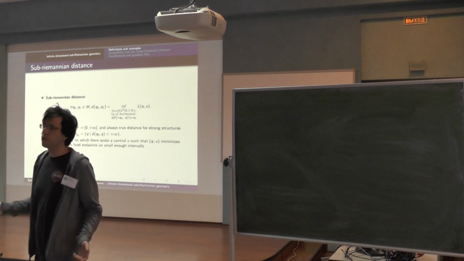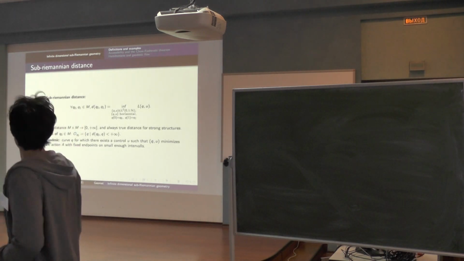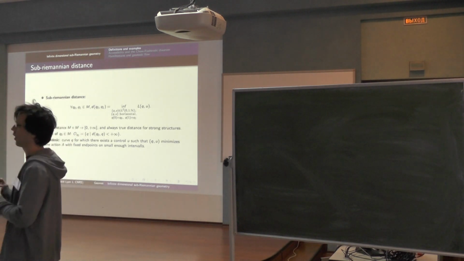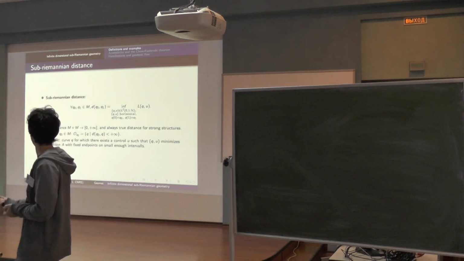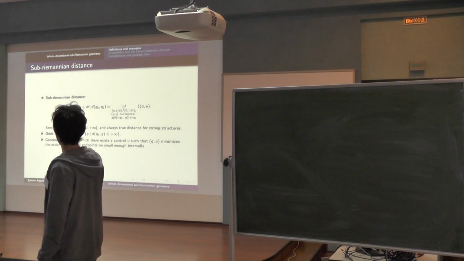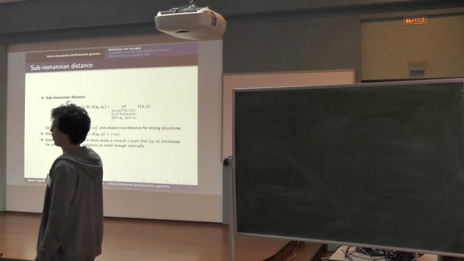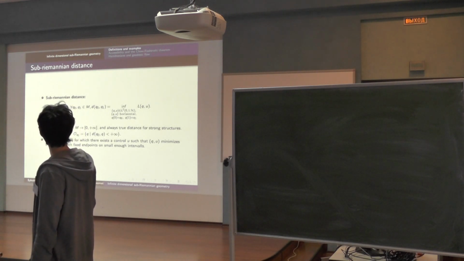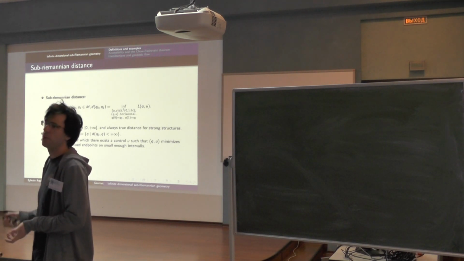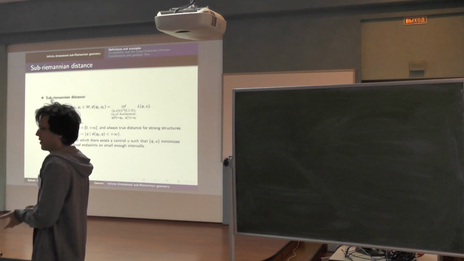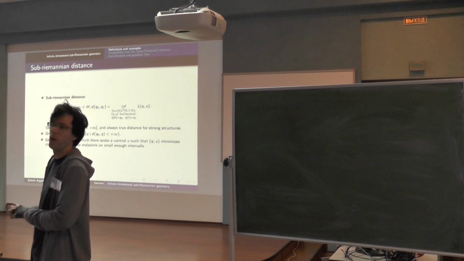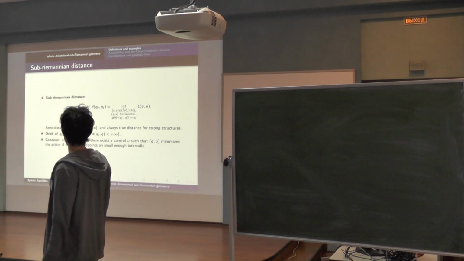Alright, and then you define the sub-Riemannian distance between 2 points as the infimum of lengths of horizontal curves that connect these 2 points. So it's a semi-distance on M, right? And it's always a true distance for strong structures, but you can find weak structures such that the distance becomes 0. So it's just a semi-distance.